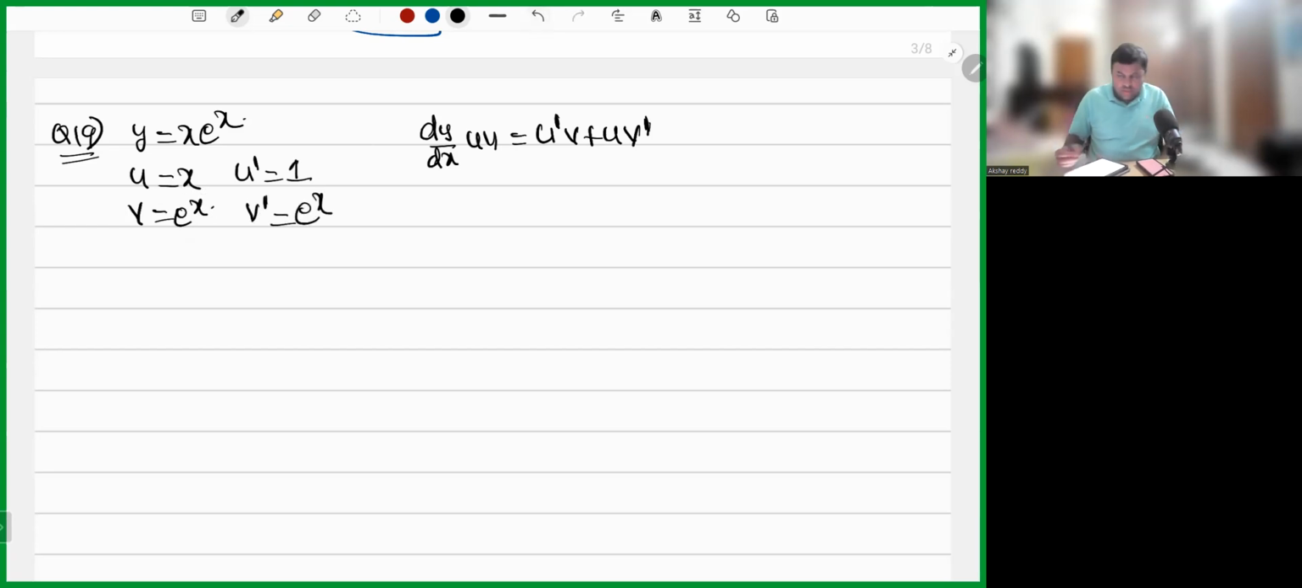E power x only, sir. There is no differentiation of e power x. E power x differentiation is e power x only. So first u dash v, 1 into e power x plus uv dash, x into e power x. Take e power x common. What is the resultant? 1 plus x.